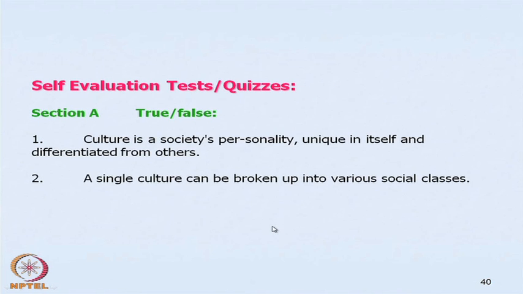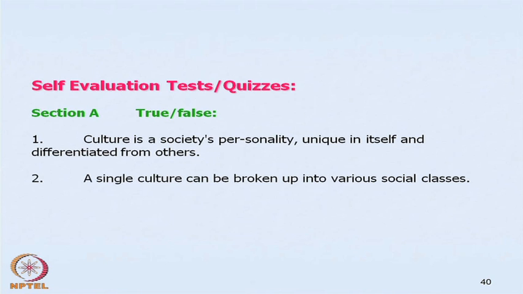Self-evaluation test, section A, true or false. 1, culture is society's personality, unique in itself and differentiated from others. Is it true or false? This is a true statement. 2, a single culture can be broken up into various social classes. Is it a true or a false statement? This is a false statement.